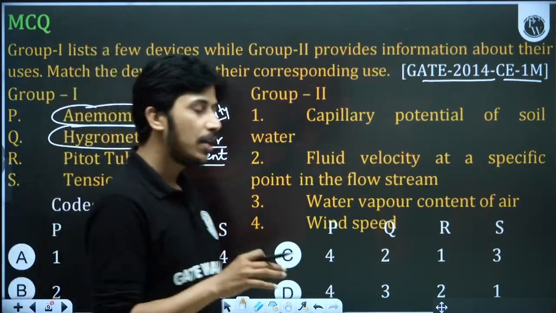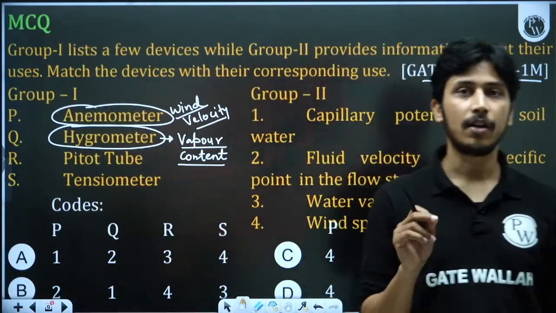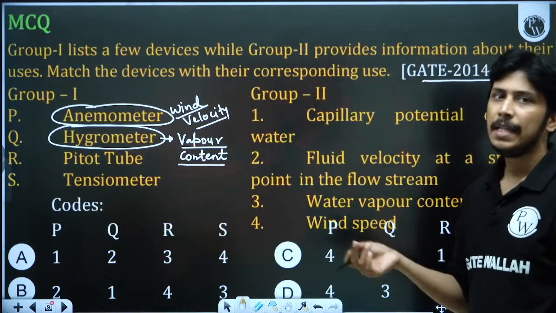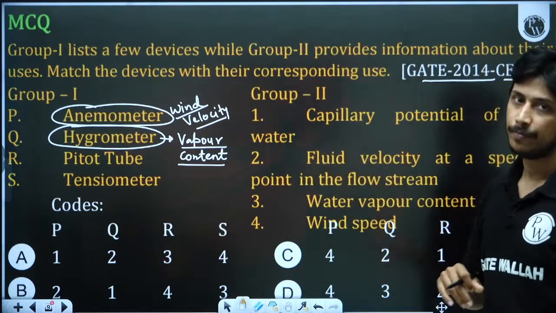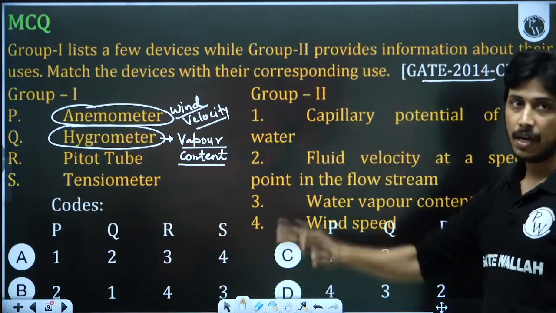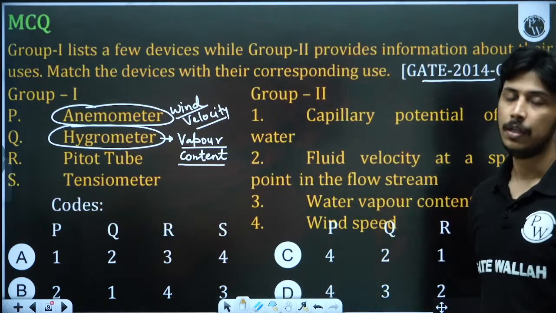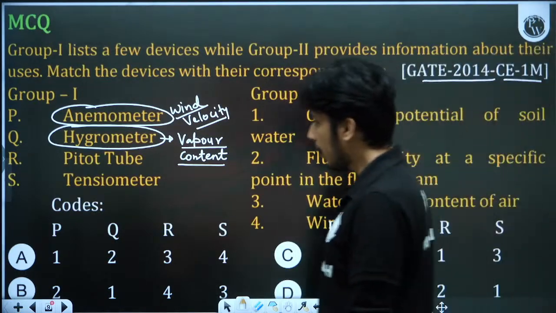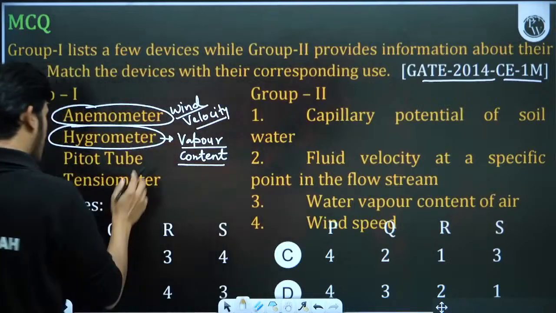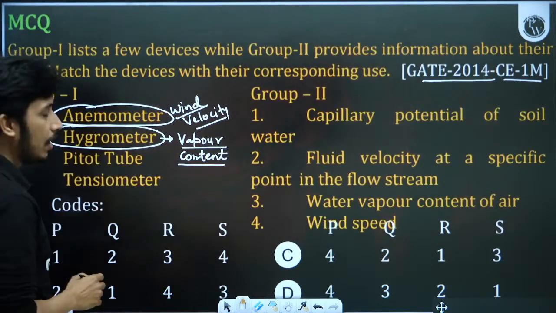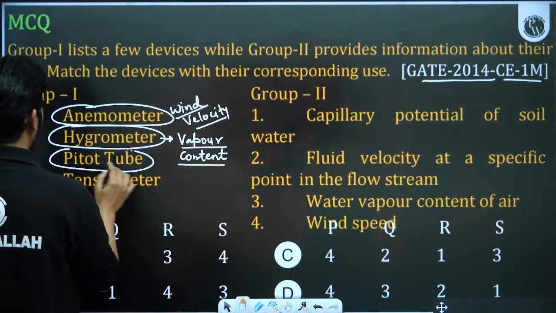In IIT Roorkee there is also a center called the Department of Hydrology, where they have installed this hygrometer. It generally displays the vapor content of air. If it is above 90%, there are more chances of precipitation. So this measures vapor content, used for forecasting precipitation.